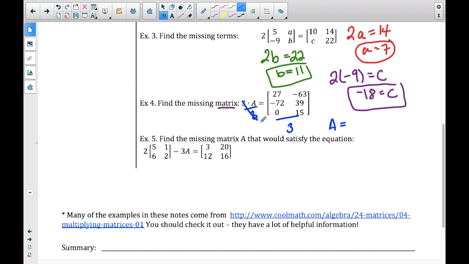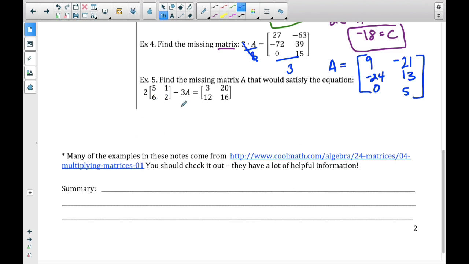Well, the same thing here. If we divide this by 3 and divide this by 3, what will we get? Well, to get the answer, we're going to need to divide everything by 3. So 27 divided by 3, negative 72 divided by 3, 0 divided by 3, etc. So we're just dividing each term, each entry, by 3 to get our answer matrix. So the answer matrix is just this matrix. That's what A equals. So if it says to find the missing matrix, you can do the same operation that you would do to solve an equation. It's just that the answer is a full matrix.